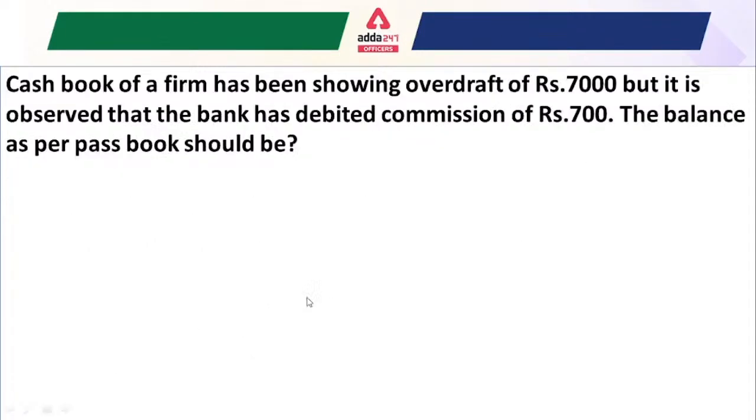Next is a cash book of a firm that has been showing an overdraft of 7,000, but it is observed that the bank has debited a commission of 700. So the balance as per the passbook should be? I want everyone to participate in this question and tell me what the answer will be, because we have solved these kinds of questions before.